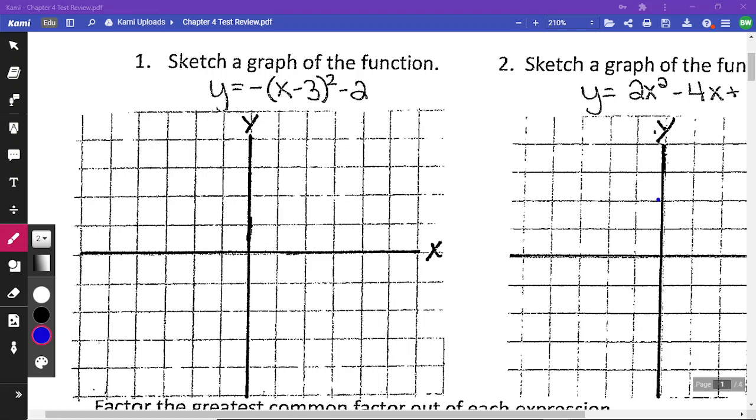Hello, algebra students. We're going to look at these review problems, the review for the Chapter 4 test. And as we go, I'm going to talk about some of the mistakes that I've seen while grading your graded reviews. I'll try to still get through these as quick as I can.